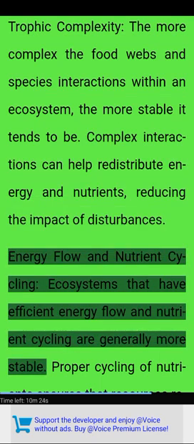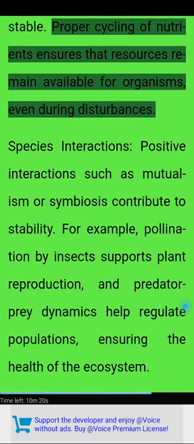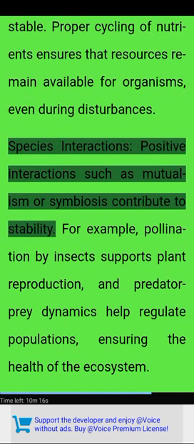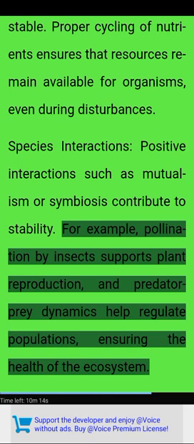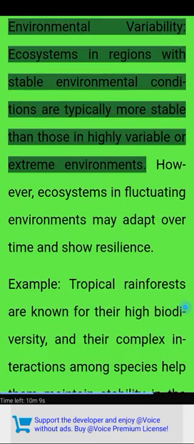Energy flow and nutrient cycling. Ecosystems that have efficient energy flow and nutrient cycling are generally more stable. Proper cycling of nutrients ensures that resources remain available for organisms, even during disturbances. Species interactions. Positive interactions such as mutualism or symbiosis contribute to stability. For example, pollination by insects supports plant reproduction, and predator-prey dynamics help regulate populations, ensuring the health of the ecosystem.